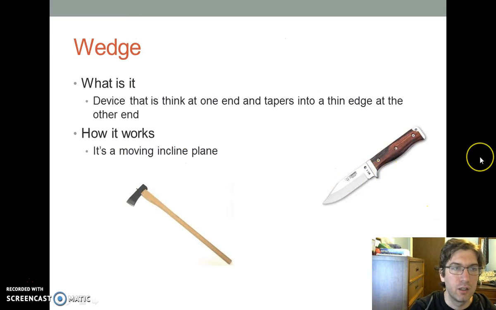A wedge is pretty much 2 inclined planes stuck together, and this is a device that you can think of as starting out very thick at one end and then it tapers at the other end and makes an edge. Your axe or your knife is a great example of a wedge. And it's normally moving as well. So your inclined plane is normally stationary. A wedge you normally think of as moving across something.